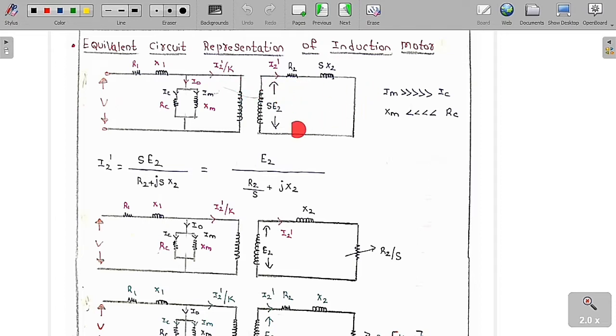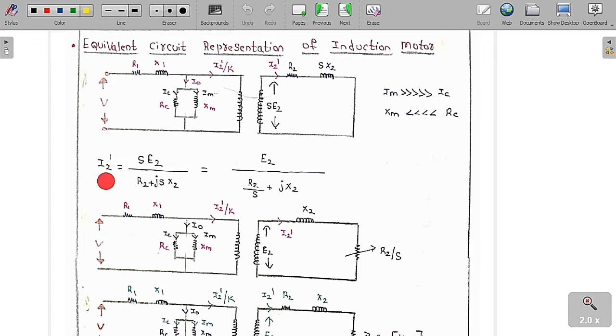Now I have already told you IM is very high in an induction motor. So IM is very high when compared to IC. The reverse is that XM is always lesser than RC. Current is very high means the reactance part is also very less. So XM is very less when compared to RC. This part is similar to a transformer, but the only thing is here we have to always do the short circuiting of the rotor. This is the point that you always have to be very careful about.